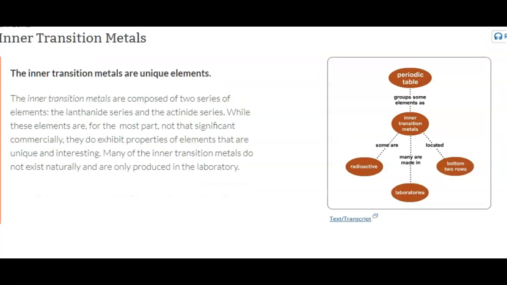The intertransition metals are unique elements for sure. The intertransition metals are composed of 2 series of elements, the lanthanide series and the actinide series. While these elements are, for the most part, not that significant commercially, they do exhibit properties of elements that are unique and interesting. Many of the intertransition metals do not exist naturally and are only produced in the laboratory.